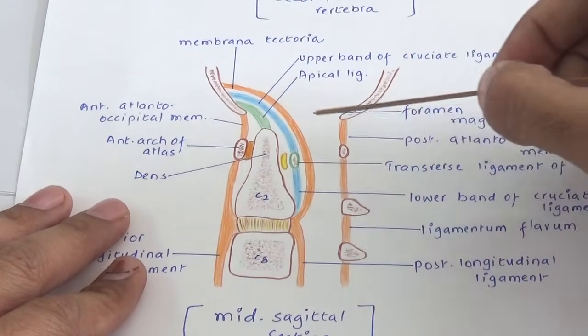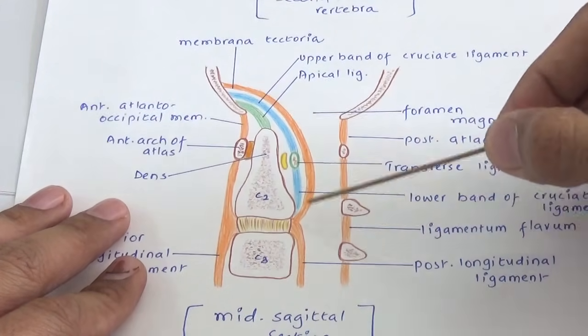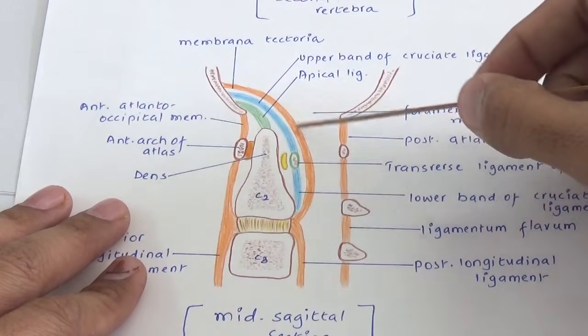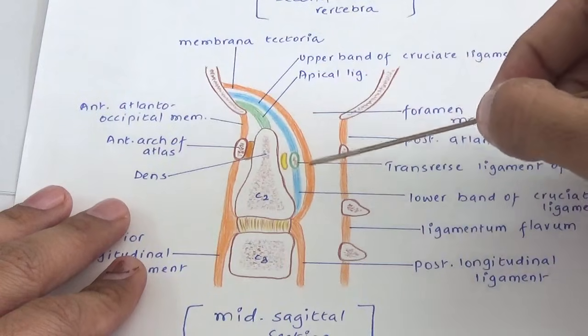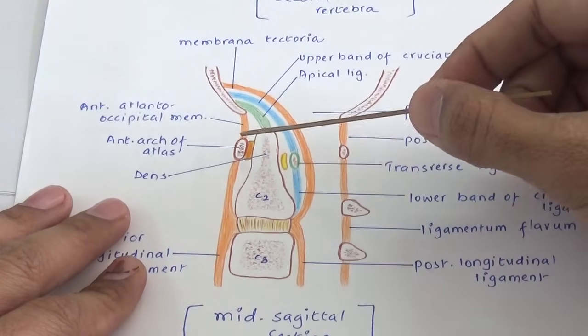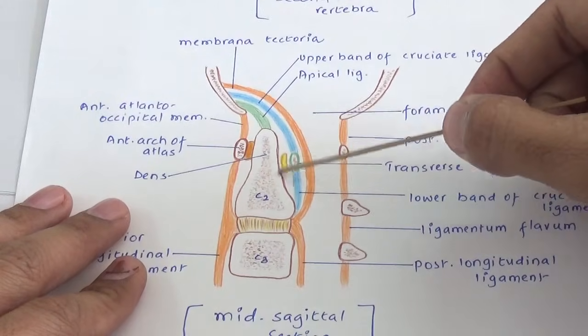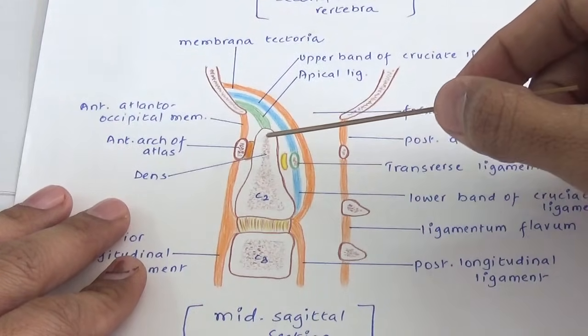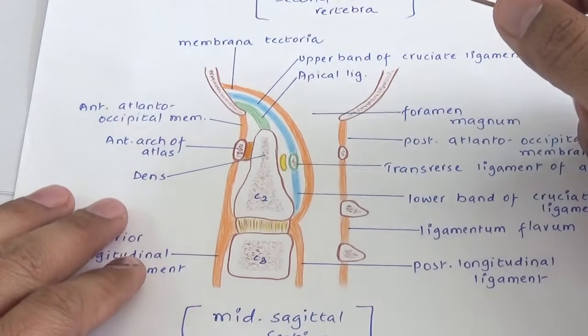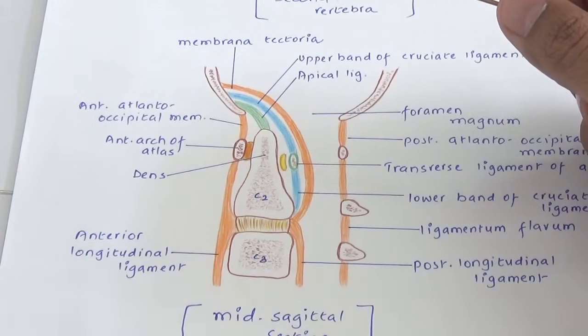This membrana tectoria is upward continuation of posterior longitudinal ligament, and the cruciate ligament is a ligament which is cruciform in shape, and that is related to forming joint between atlas and Dens of the C2, that is termed as atlanto-axial joint. Let me show you the same in another diagram.